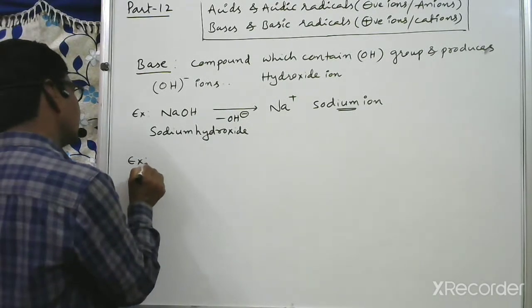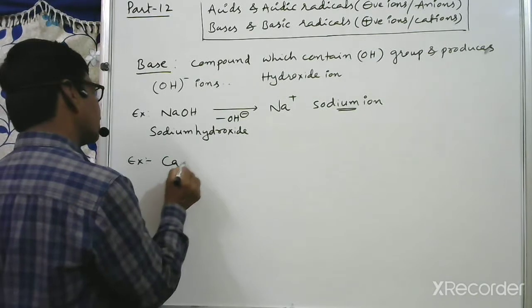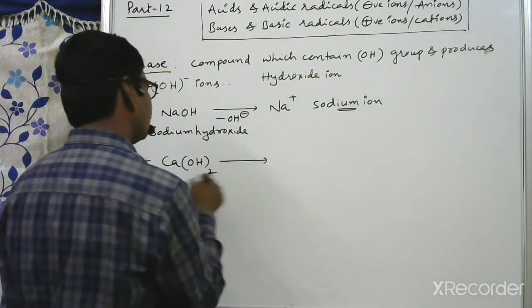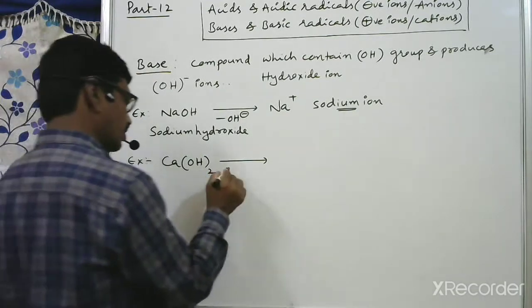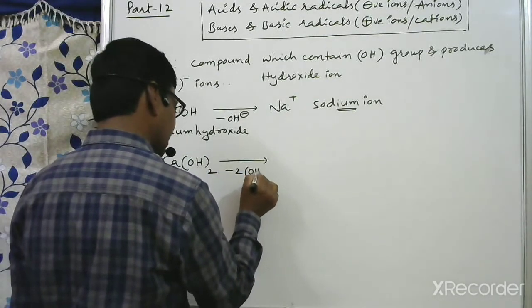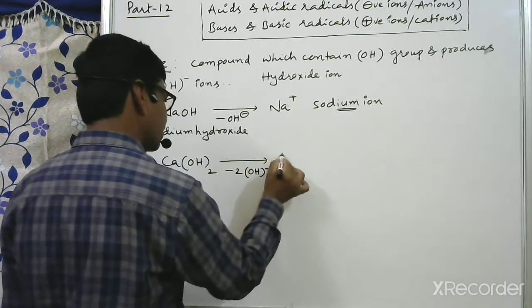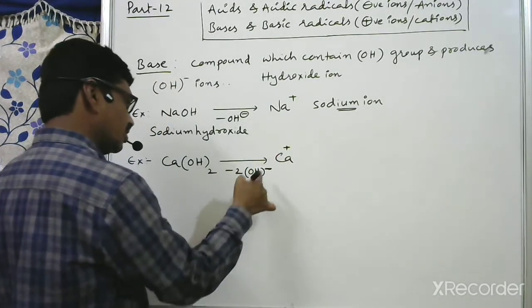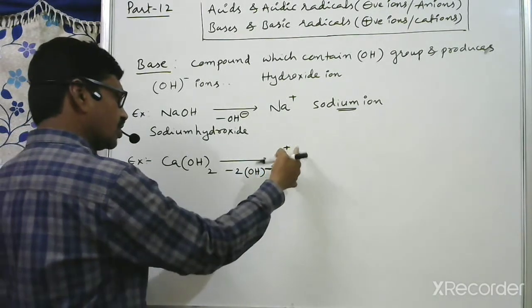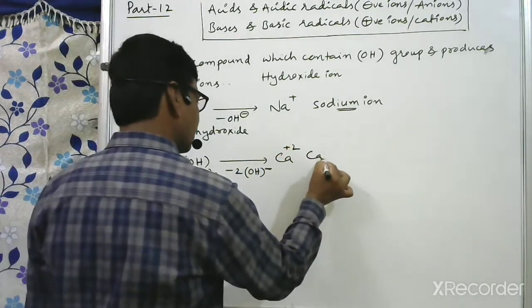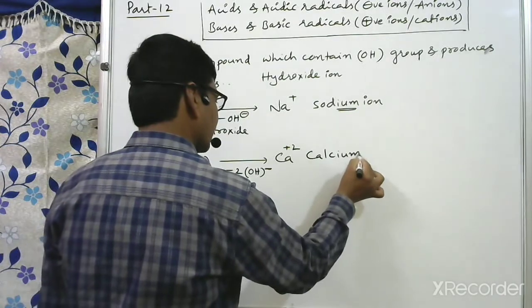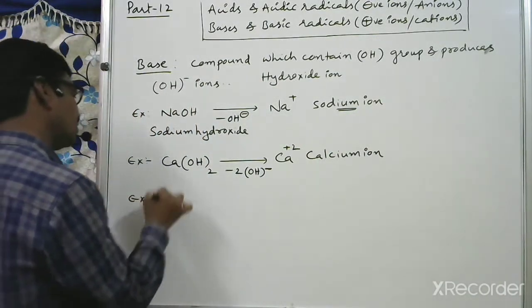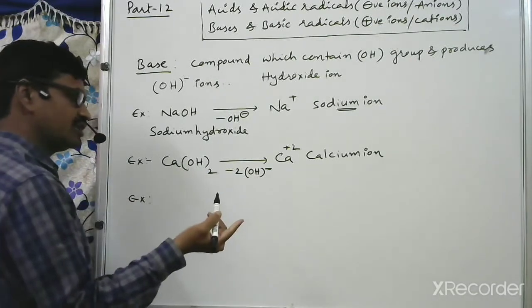Next example, here I am taking calcium hydroxide, Ca(OH) taken twice. From this we can remove two OH groups, two OH minus ions. That means the remaining part is calcium. By the removal of one negative charge, we get one positive. The removal of one more negative charge, one more positive. That means plus 2, which is nothing but calcium ion. Similarly, we have magnesium hydroxide, then magnesium ion.